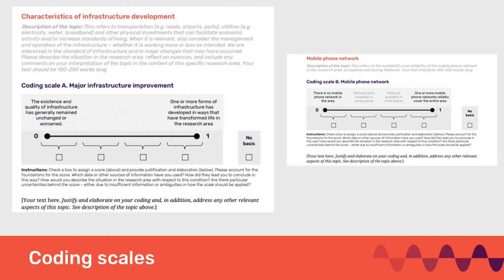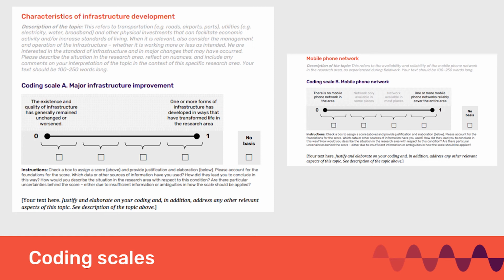And we have a line, a continuum going from 0, the existence and quality of infrastructure generally remained unchanged or worsened in the research area, which would be a 0 and a tick there, to 1, which stands for one or more forms of infrastructure has developed in ways that have transformed life in the research area. And then you tick the 1. Or you could tick one of the middle ground boxes, either closer to the unchanged or worsened, or something which has transformed life somewhat, but not as entirely as if you tick the 1.